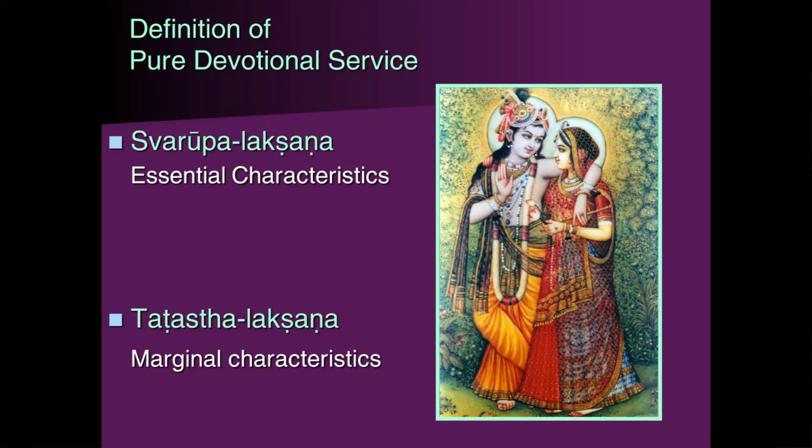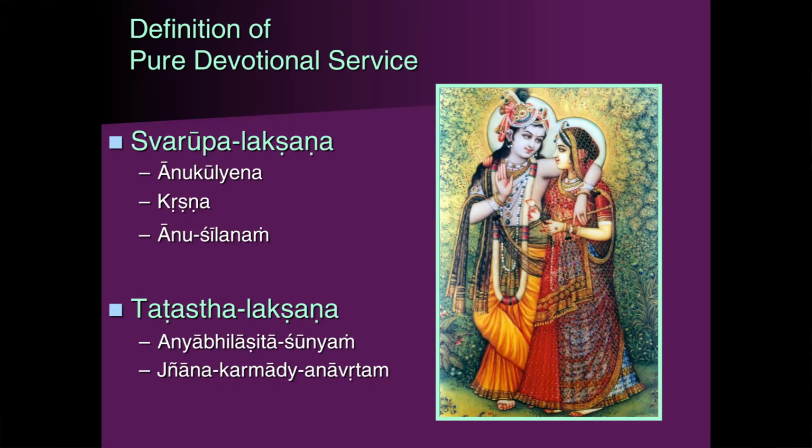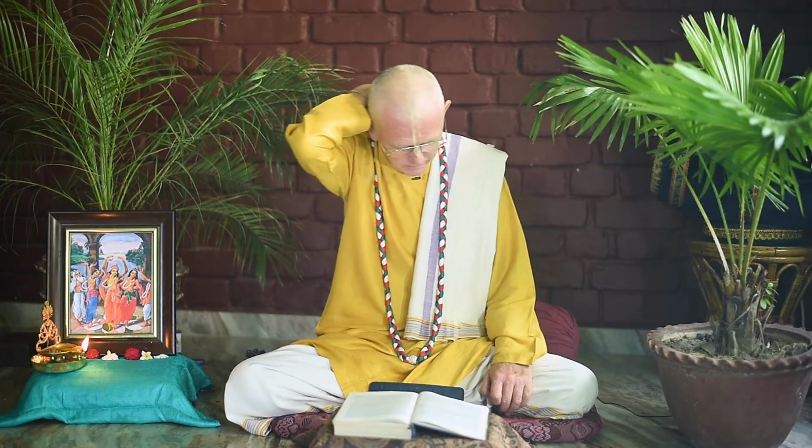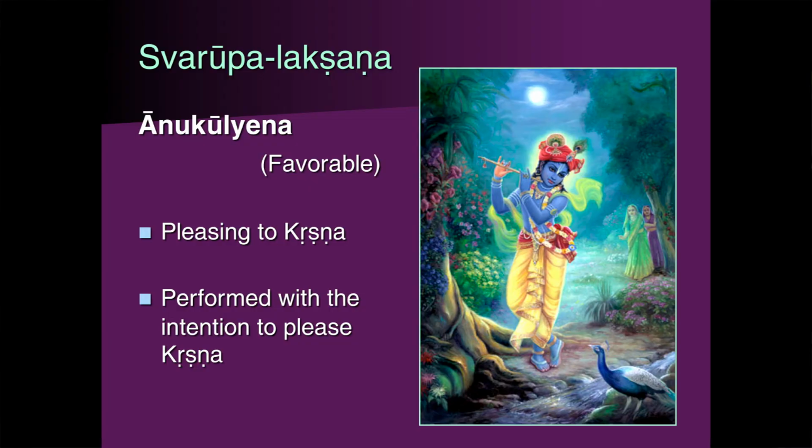So we will examine this verse from the point of view, firstly, of the Swarup Lakshan, the essential characteristics, and then from the Tatastha Lakshan, the marginal characteristics. The essential characteristics of the verse are the second half of the verse, Anukulyena Krishnanushilanam, which define in detail specifically what is devotional service. And the first half of the verse, Anyabhilashita Shunya Jnana Karmadi Anavritam, describes the marginal symptoms of pure devotional service, which we will also examine. So let's begin by looking at the essential symptoms, characteristics, definition of pure devotional service, word by word.